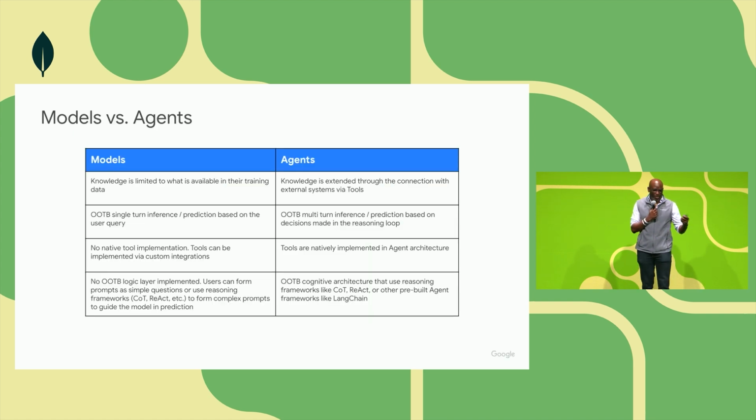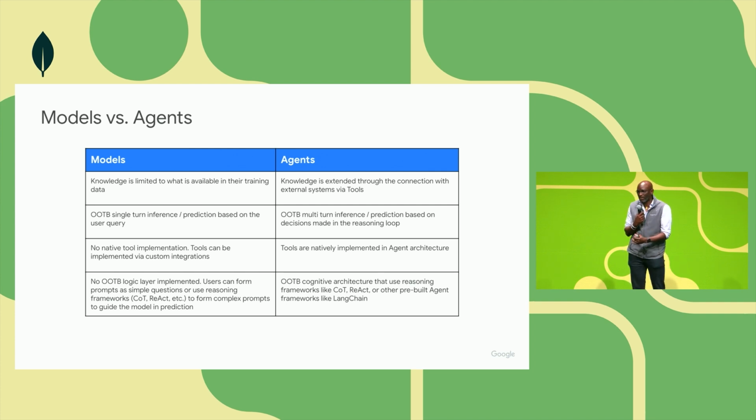And then just a quick graphic on the difference between models and agents. The model is the reason why we say the model is just a piece of the solution. The models just understand based on the training data that you have, but you need an agent to make the external calls for you. And then the tools are implemented in the agent architecture, but there is not really tooling within the model. Again, I go back to the model is just a piece of the solution.